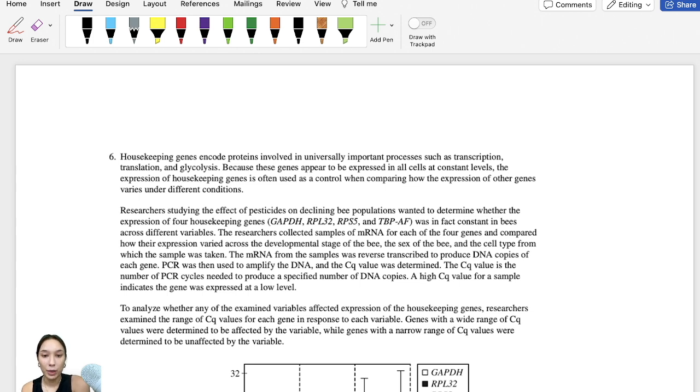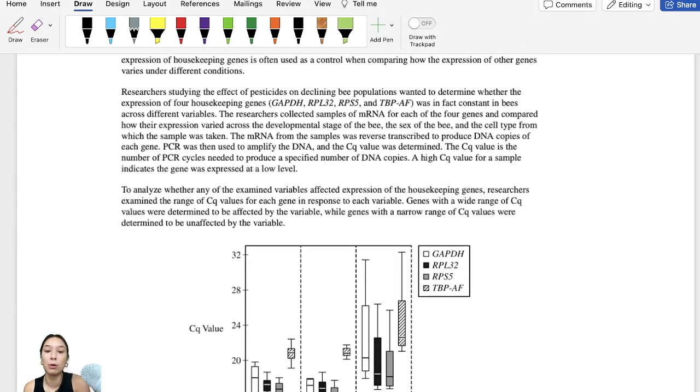To analyze whether any of the examined variables affected expression of the housekeeping genes, researchers examined the range of CQ values for each gene in response to each variable. Genes with a wide range of CQ values were determined to be affected by the variable, while genes with a narrow range of CQ values were determined to be unaffected by the variable.